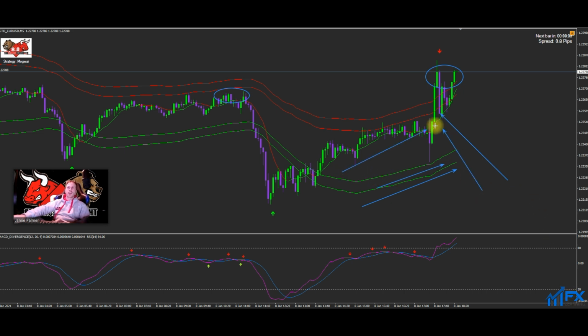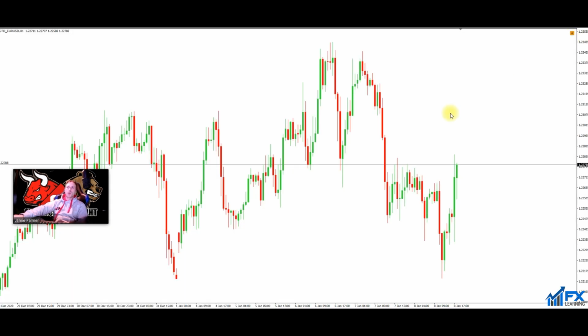I'm not going to take this trade because looking at everything on the 5-minute time frame, it's telling me that this Mogwai signal is against the trend. But what you're failing to actually see is the bigger picture on the higher time frame. If you look at the 1 hour now, look what I can see on the 1 hour.